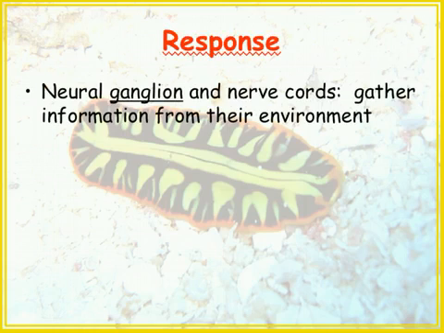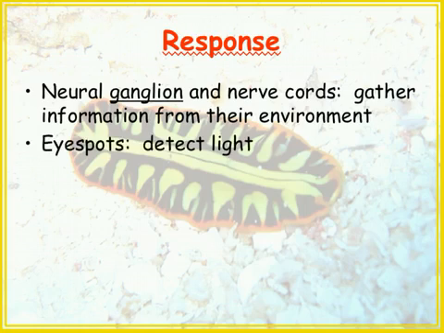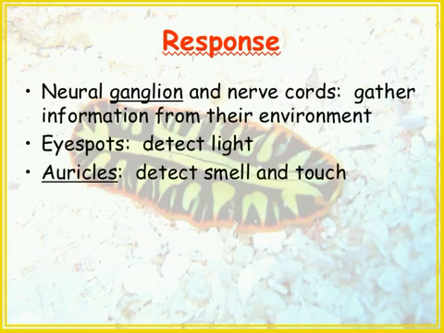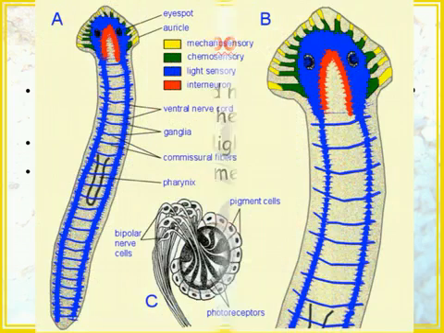Now, response. Flatworms have a neural ganglion and nerve cords. This is how they gather information from their environment. They have eye spots to detect light and auricles, which detect smell and touch.